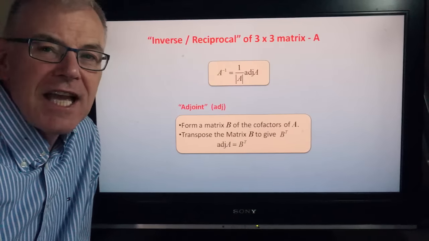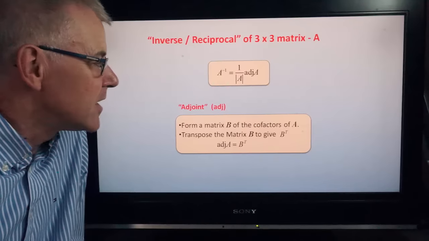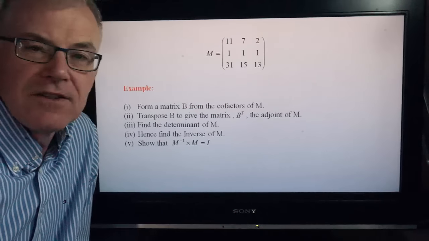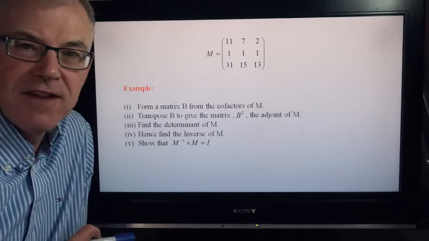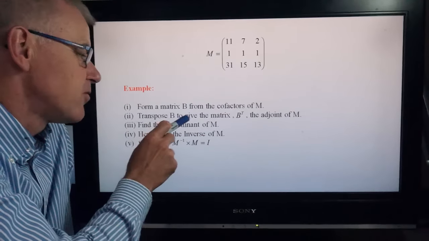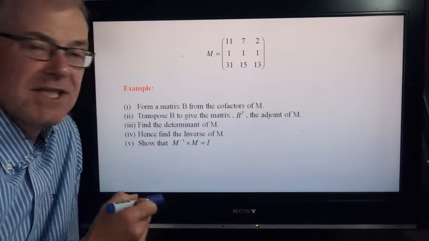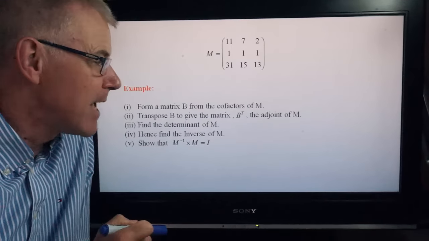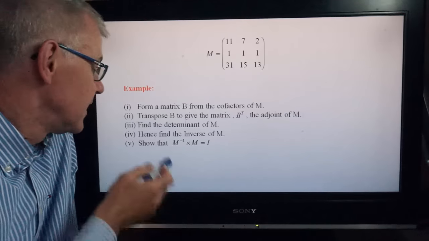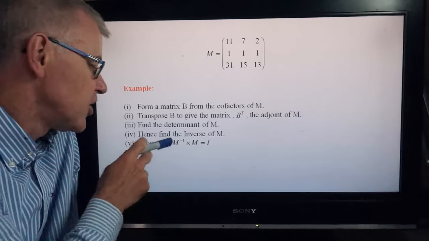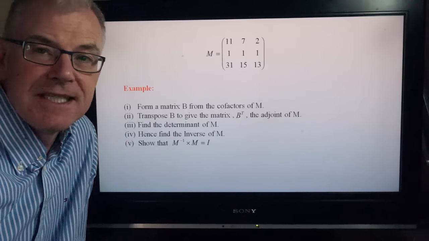So let's have a look at calculating the inverse using this technique. Here we have a 3 by 3 matrix. We're asked to form a matrix B from the cofactors of A. We're then asked to transpose B to give the matrix BT, which is the adjoint of M. We're then asked to find the determinant of M, find the inverse of M, and then show that the inverse times M is equal to the unit matrix.